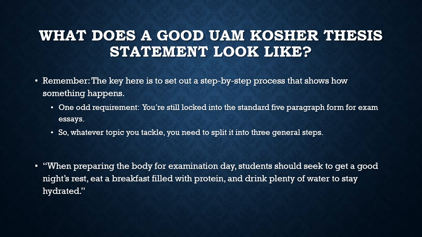So what does a good thesis statement look like for a UIM process paper? What would you try to write in your exams? Well, remember, the key here is to set out a step-by-step process that shows how something happens. Now, the one odd UIM requirement is that you're still locked into the standard 5-paragraph form for exam essays. So whatever topic you tackle, you need to plan to split it into 3 general steps. It doesn't matter if it actually would take 15 general steps. You need to figure out how to say it in 3 general steps because you've got to fit that into the 5-paragraph standard.